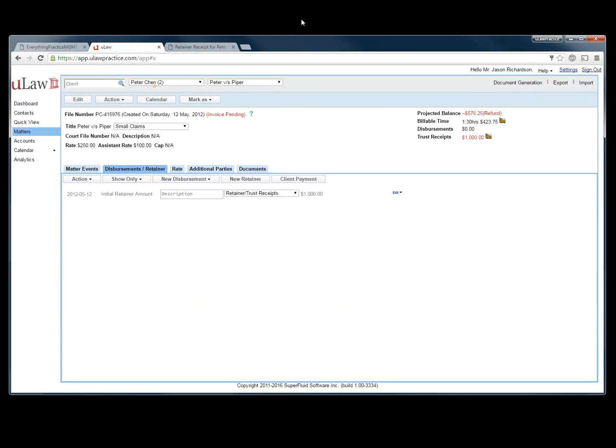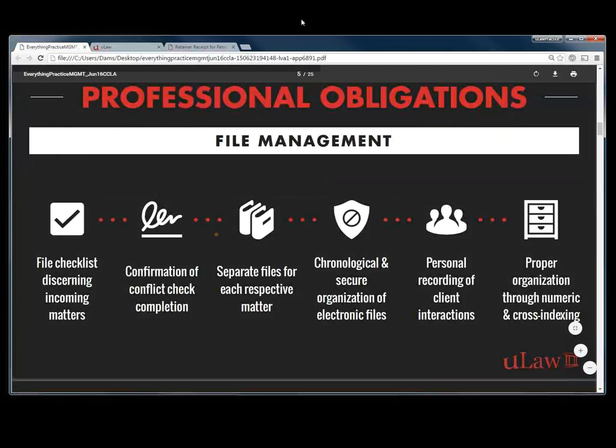in this matter, for example, Peter Chen, he's a repeat customer. He came once, he's now coming for a small claims, but in the past he has come for an impaired driving matter. So clearly you want to have a separate file number for that and a very separate file number for this. I'm just using the software as a reference to showcase, but in whatever software, even if you're doing it manually, keeping a separate file number irrespective of the fact that it's a repeat client is very important. Then you want to chronologically organize your matters and your documents.